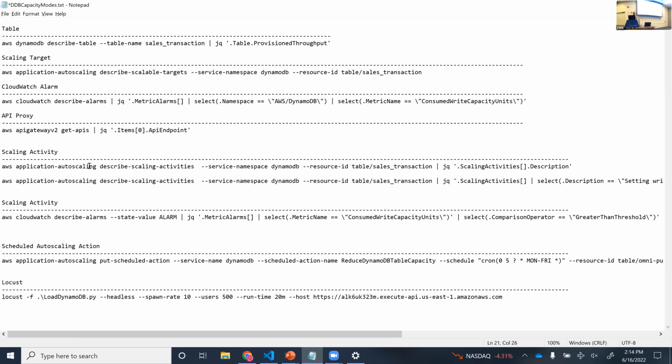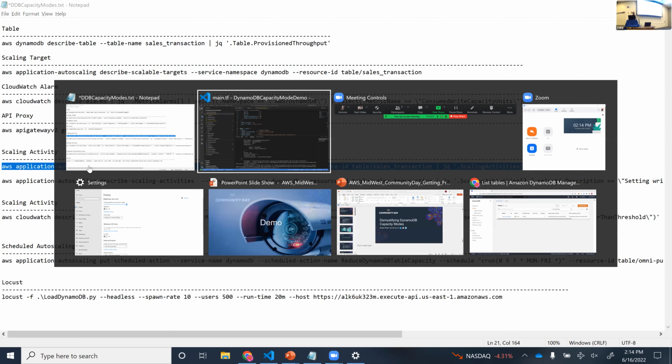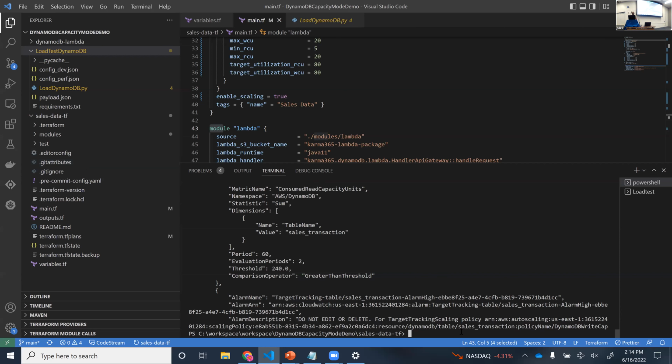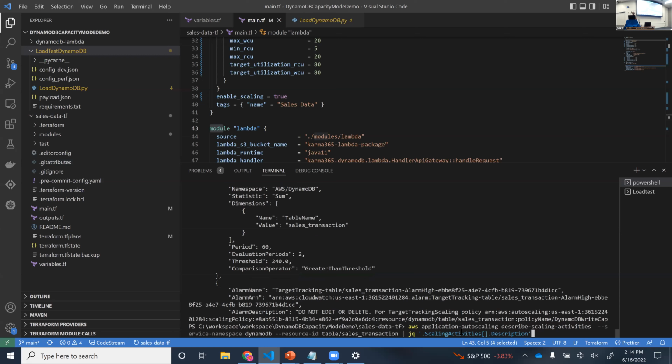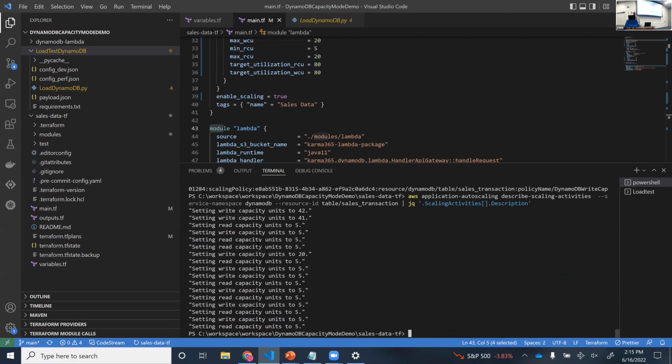And let's look at the scaling activity that had happened while the load test was going on. So again, when you create a table with provisioned capacity mode and auto scaling enabled, whatever you define as the max capacity unit, it will actually provision your table initially with that.